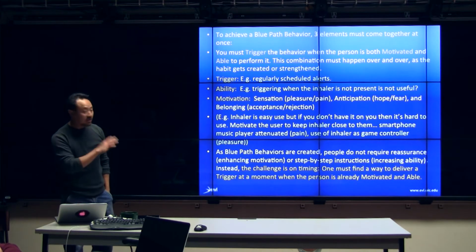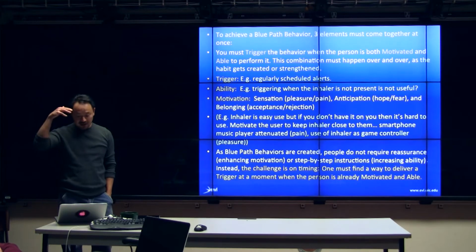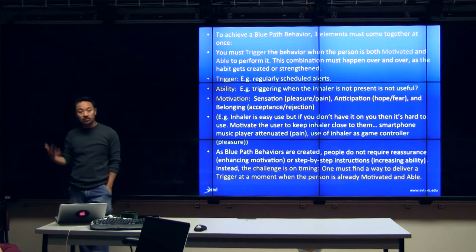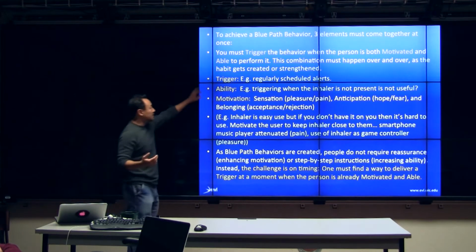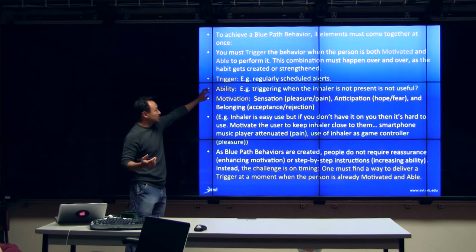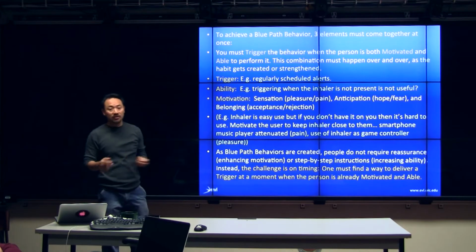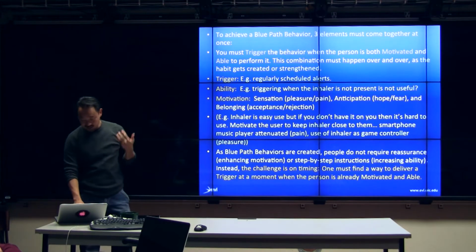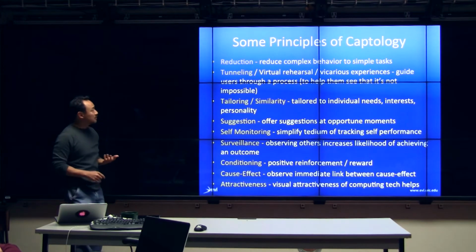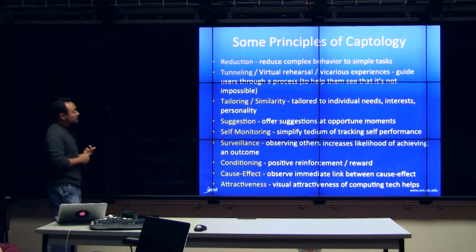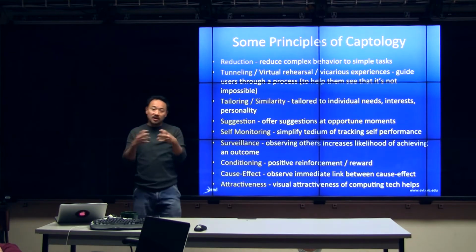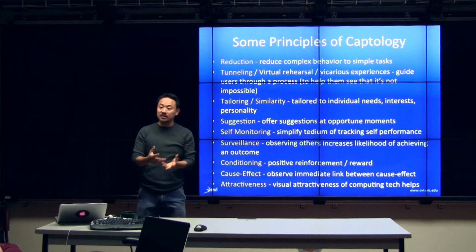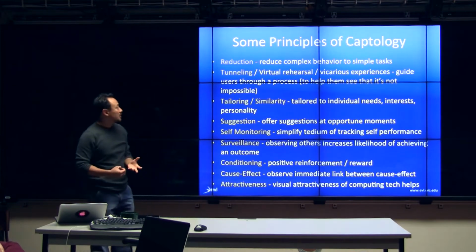Okay, so given that, Fogg has in his book a whole bunch of different strategies you can use to try and create better triggers, better abilities, and better motivations. I'm not going to go through them all. I'm just going to go through a few of them, just to give you a flavor for them. This we sort of already mentioned. He has a principle of reduction, basically trying to take a complex behavior and reduce it down to something simpler to do.